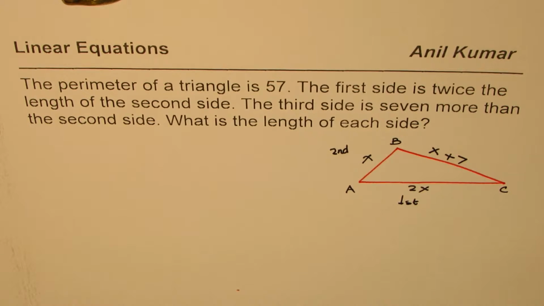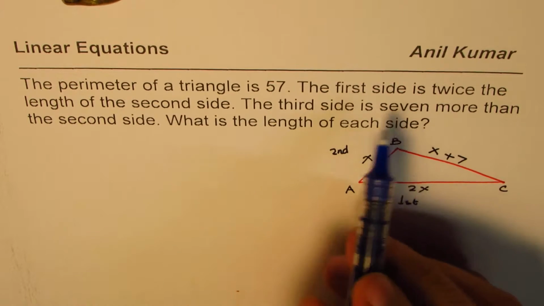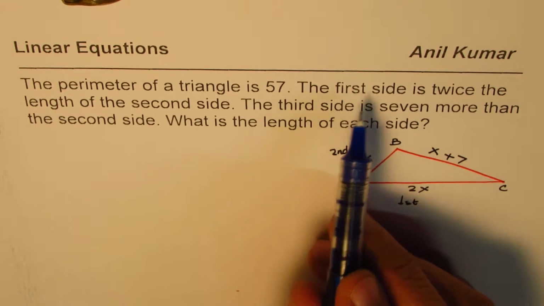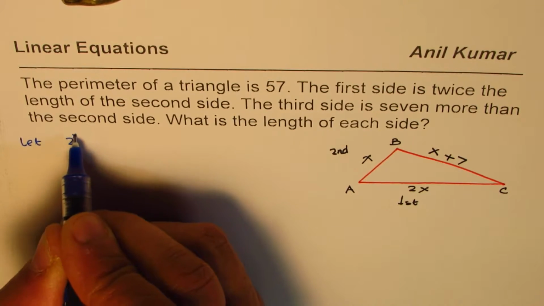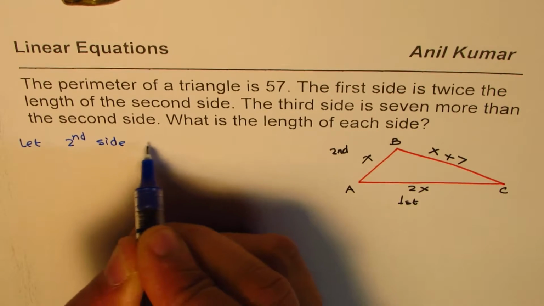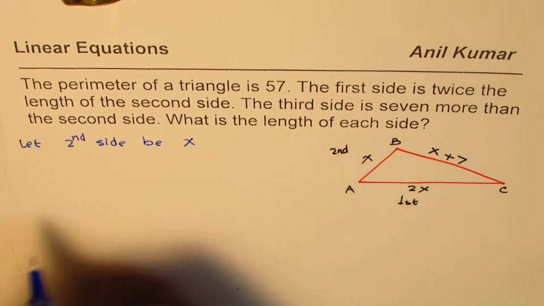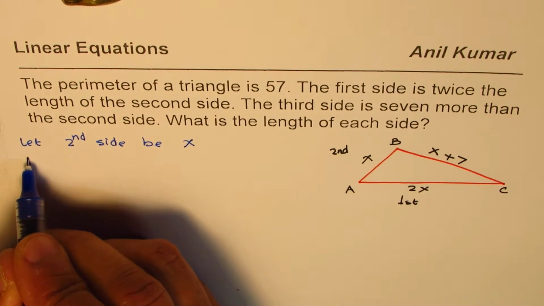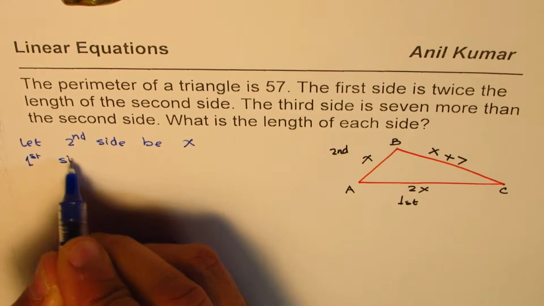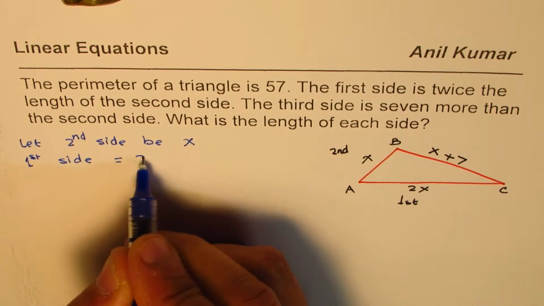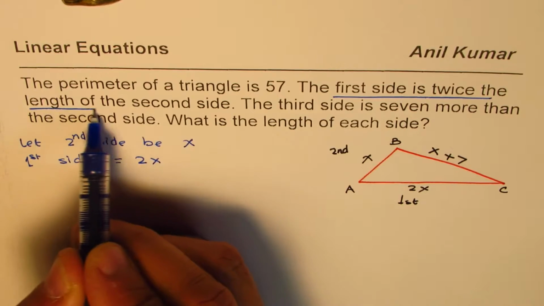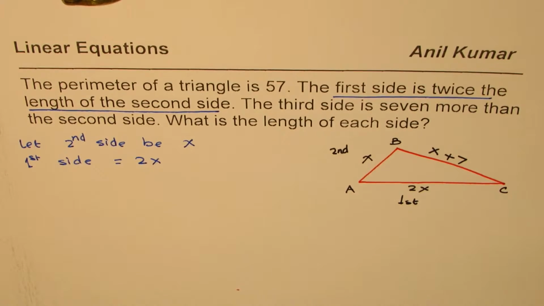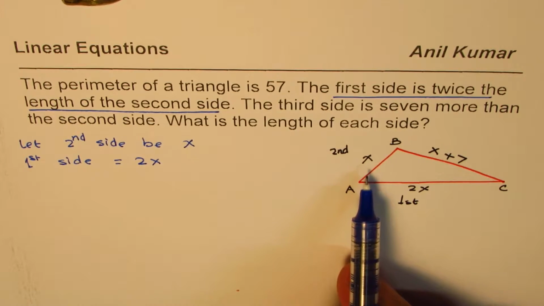So you need to understand the statements and define the variables, right? Basically, the first side is twice the length of the second. So we say let the second side be x. Do you see that? In that case, the first side will be what? First side equals 2 times x. The first side is twice the length of the second side. Does it make sense to you?